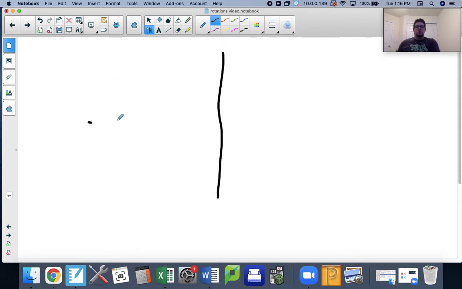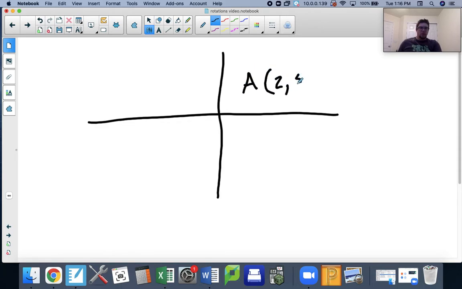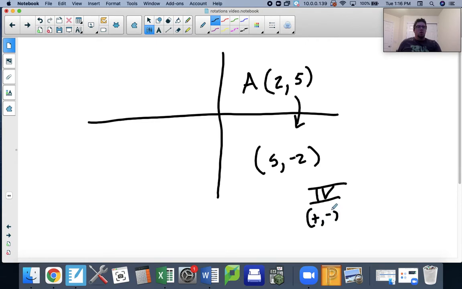What our coordinate point ends up looking like is this. So up here A is 2, 5. When it gets rotated to this quadrant right here, it becomes 5, -2. So the 5 and the 2 have switched places. And then in quadrant 4, all y's are negative, so that's why the 2 is negative. Up here in quadrant 1, nobody is negative, therefore no numbers are negative.